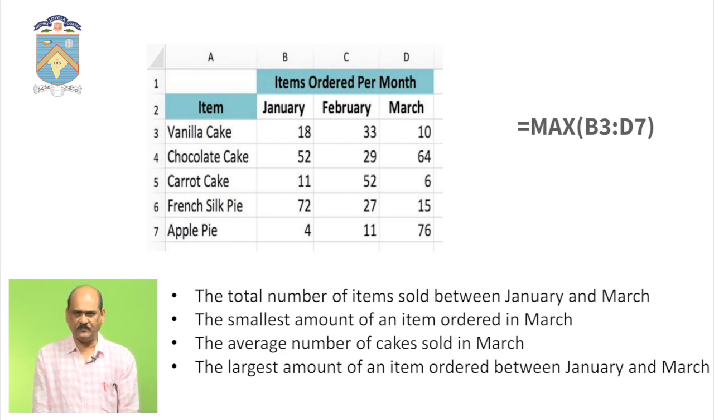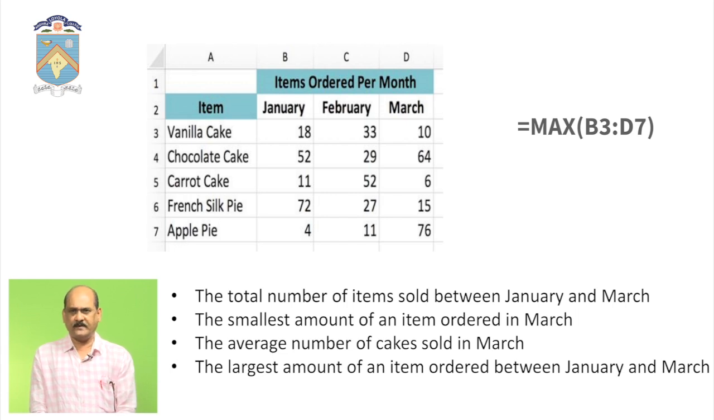Searching for the maximum value from B3 to D7, the total number of items ordered or sold between January and March. Of course, the smallest amount of an item ordered in March, the average number of cakes sold in March, the largest amount of an item ordered between January and March. All these details, queries, questions can easily be answered using several functions and formulas of MS Excel, and you can try this as an exercise.